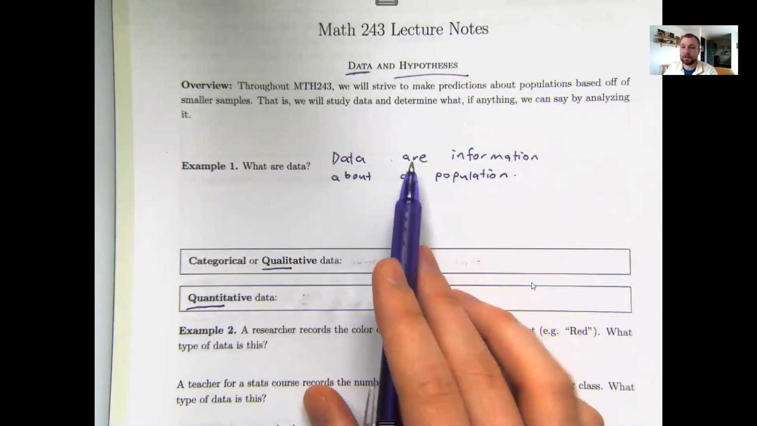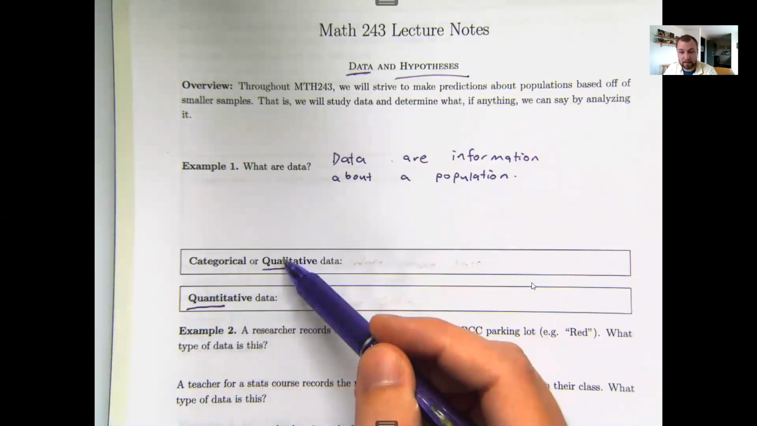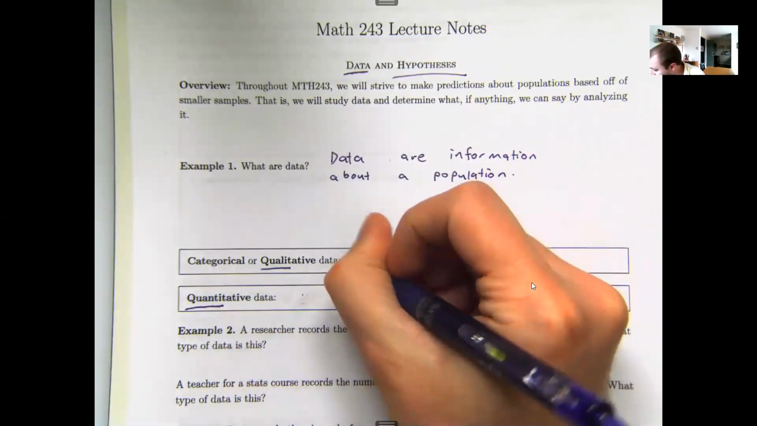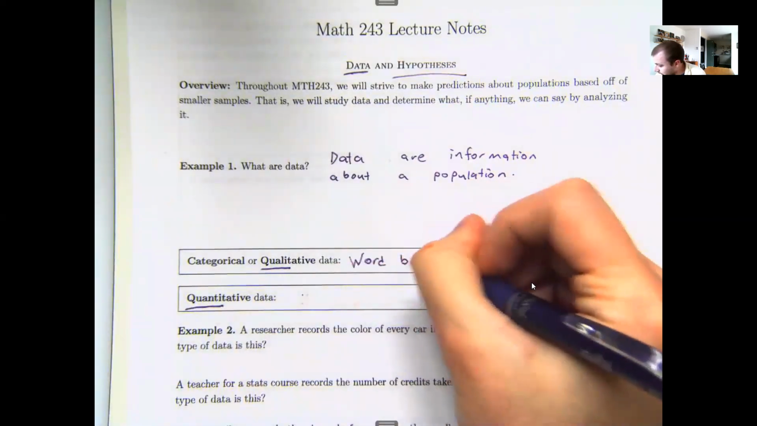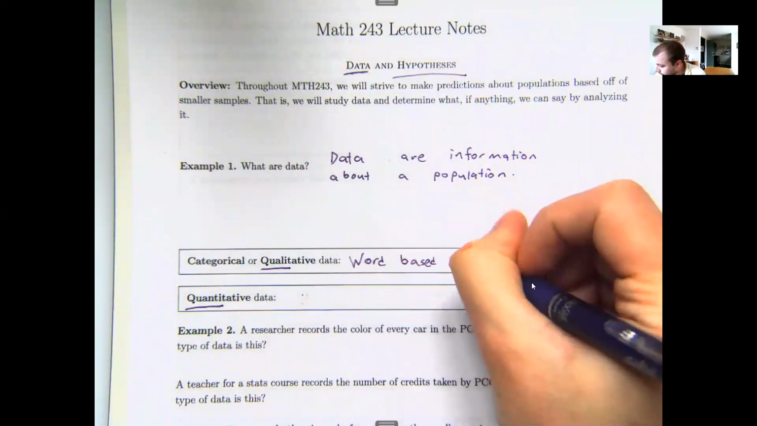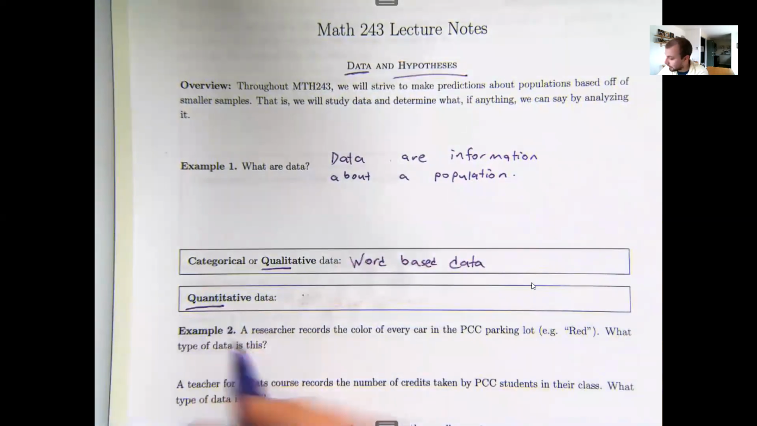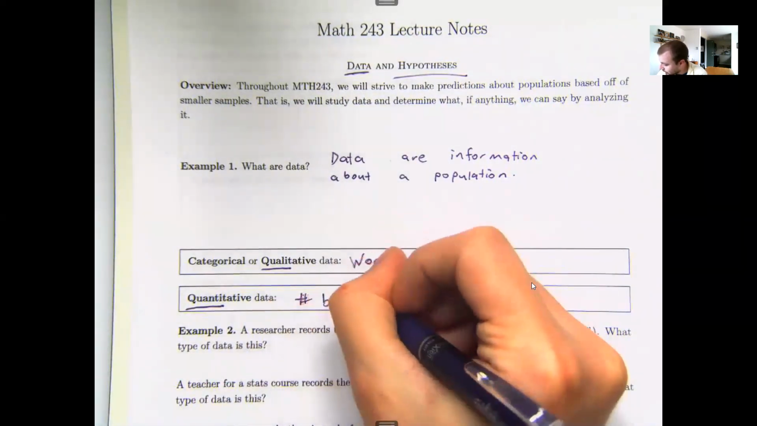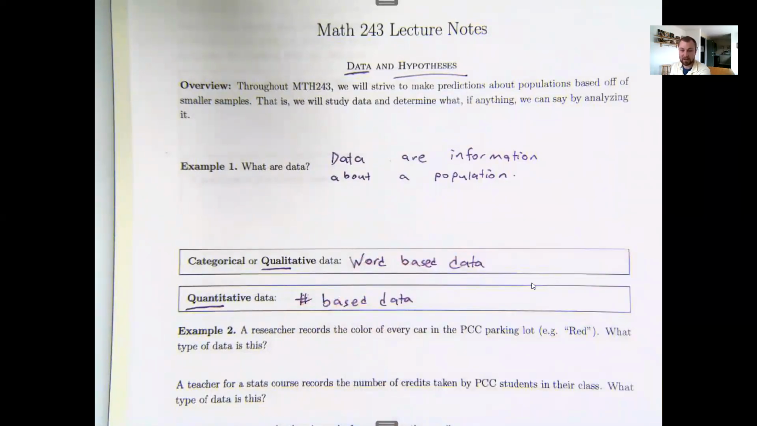I just want to be cognizant of it. There are two different types of data. There is categorical or qualitative data. The base quality here should be telling you a little bit about what it is. This is word-based data. In contrast, quantitative, the base here is quantity. This is number-based data. So let's look at some examples.